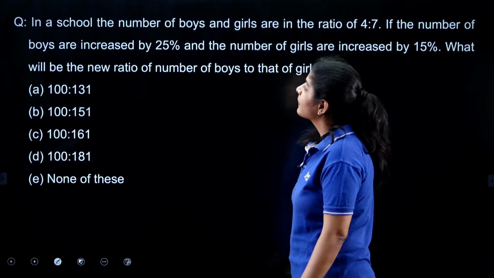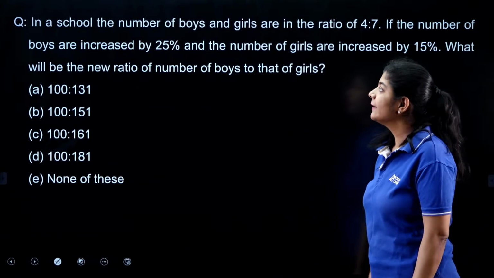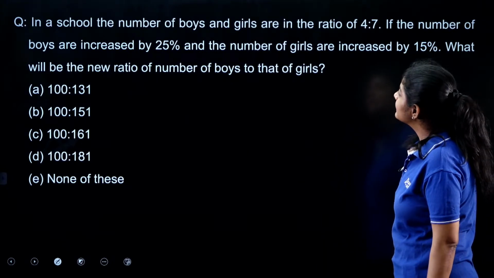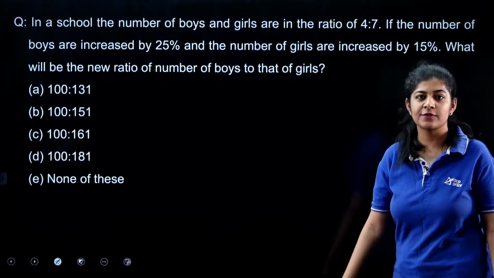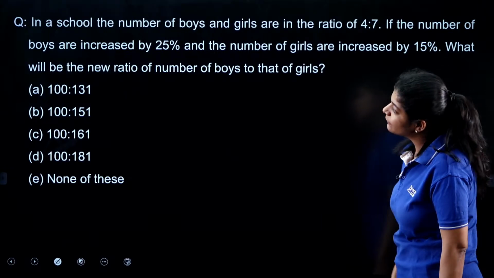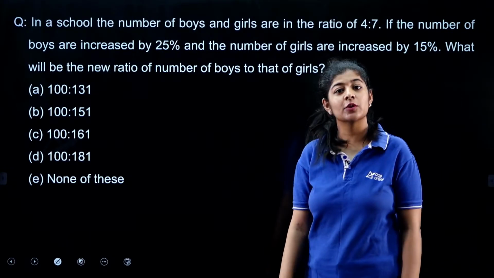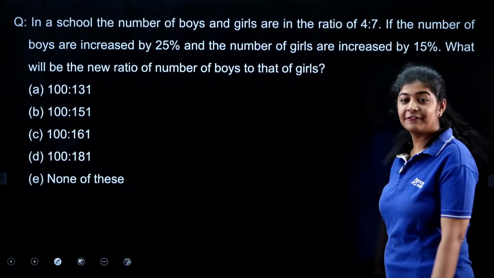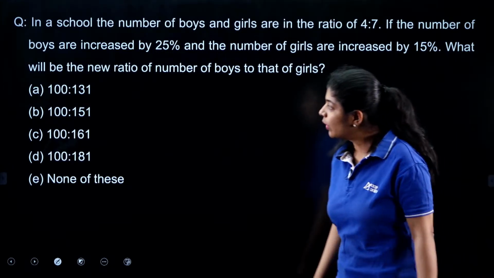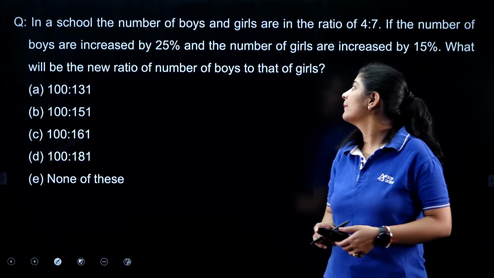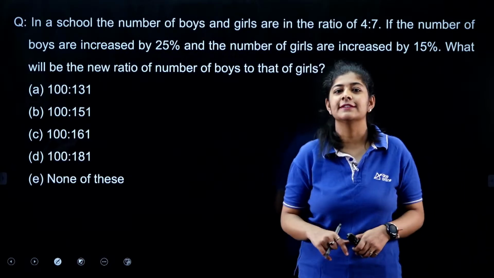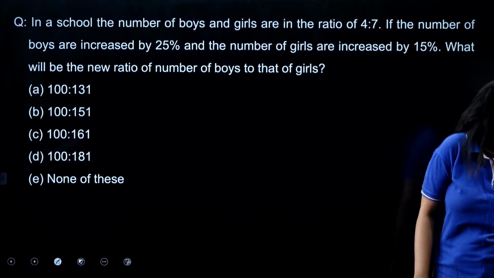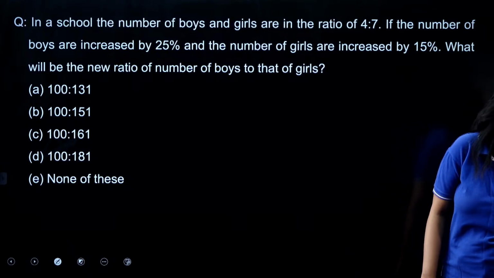Next, the next question says that in a school the number of boys and girls are in the ratio of 4:7. If the number of boys are increased by 25% and the number of girls are increased by 15%, what will be the new ratio of number of boys to that of girls? Again, it's a very simple one.